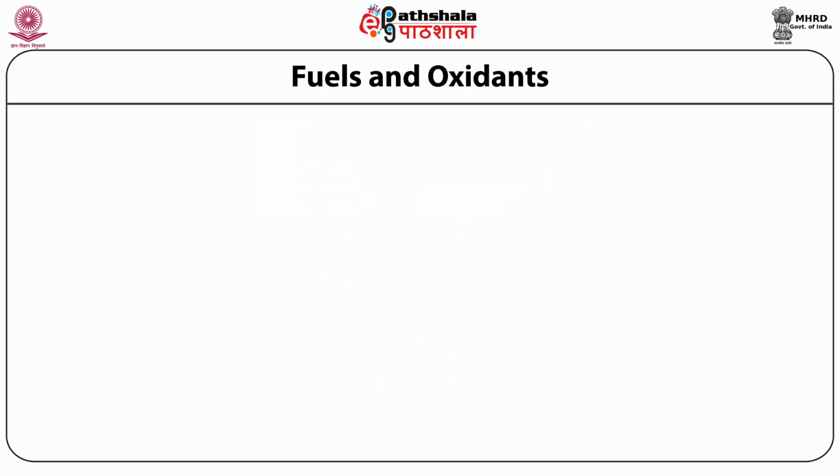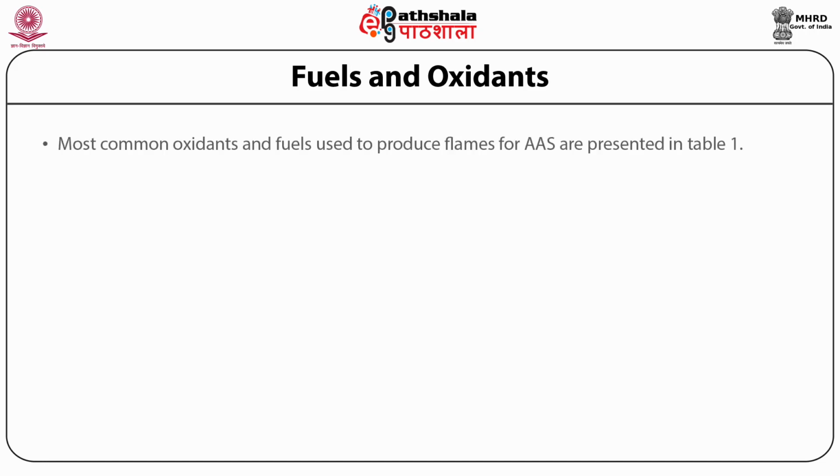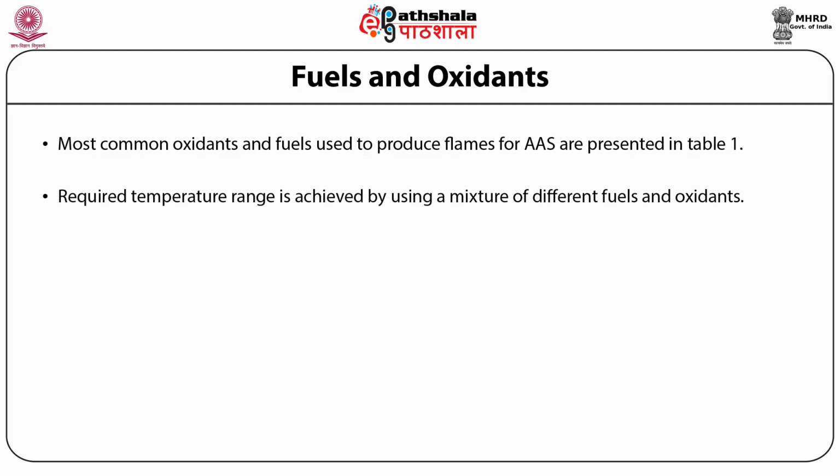Fuel and oxidants. When we say flame, that means we need a fuel and an oxidant to generate a flame. The most common oxidants and fuels used to produce flames for an atomic absorption spectrometer are presented in table 1. The required temperature range is achieved by using different mixtures of fuel and oxidants.